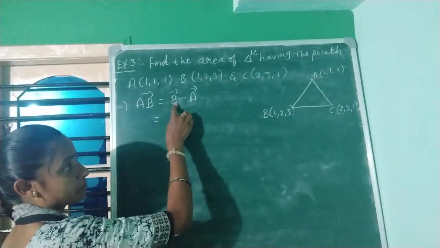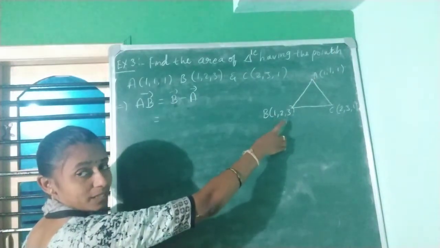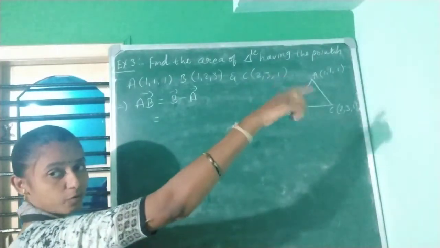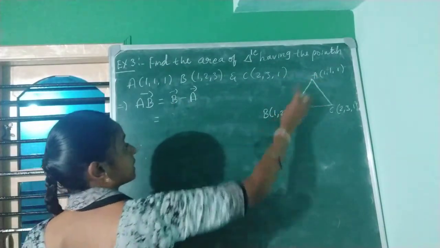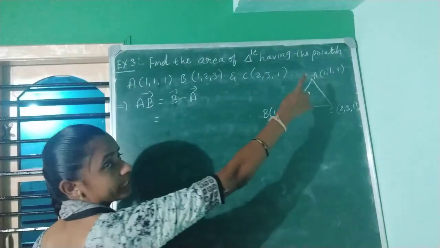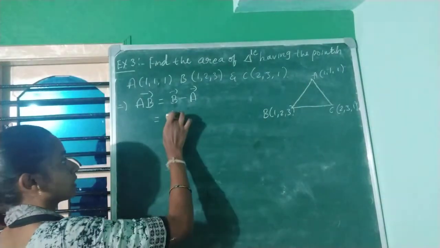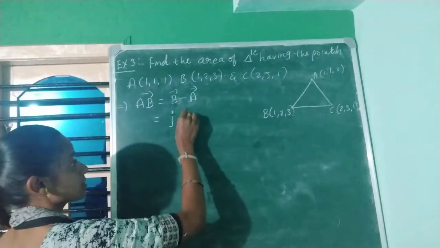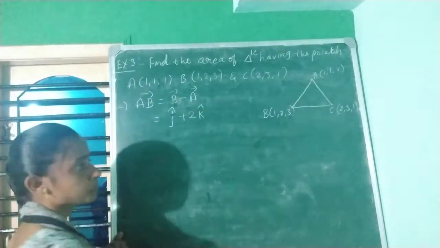Your B vector, with 1, 2, 3, is i plus 2j plus 3k. A is i plus j plus k. So hence here we can write this as B minus A. 1 minus 1 is 0, there is no i component. Then 2 minus 1 is 1, that is the j component, a positive 1. Next, 3 minus 1 is 2, that is a plus 2k component. Hope you guys understood this one.